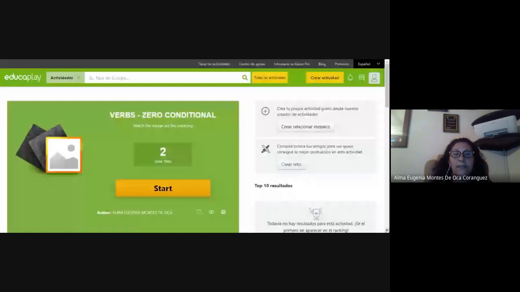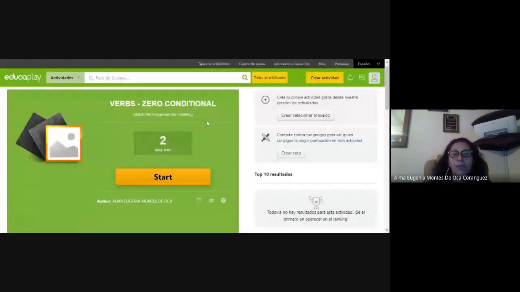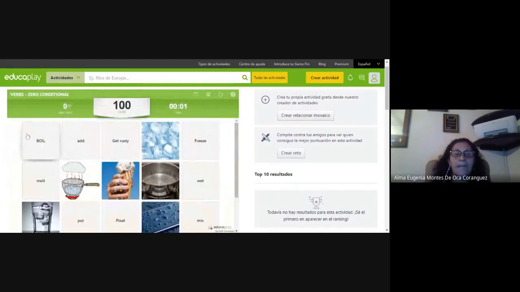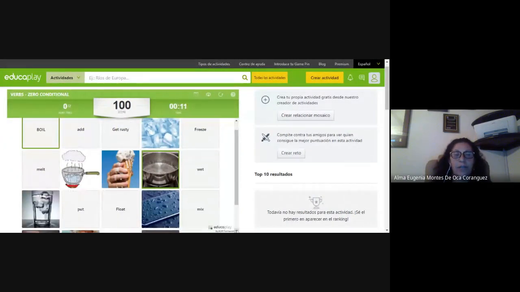It's verbs zero conditional. Match the image with the meaning. Please only press start, and you have to match the verb with the image. Please notice the verbs that we are going to use. Come on, do it, please. Everybody is on the EducaPlay page. Everybody is answering the exercise.